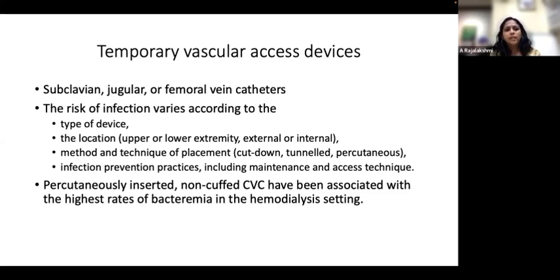Then comes the most important thing, that is the infection prevention practices, including insertion and maintenance. And each time you access the port, the hub, what all do you do? Those are the important things that you have to keep in mind. And if you have a catheter with a large number of ports, then again the risk of infection is higher. Percutaneously inserted non-cuffed CVC has been observed with the highest rates of bacteremia in the hemodialysis setting, and more so if it is femoral. So make sure that if it is an elective HD catheter insertion, a femoral catheter is avoided unless you have no choice.